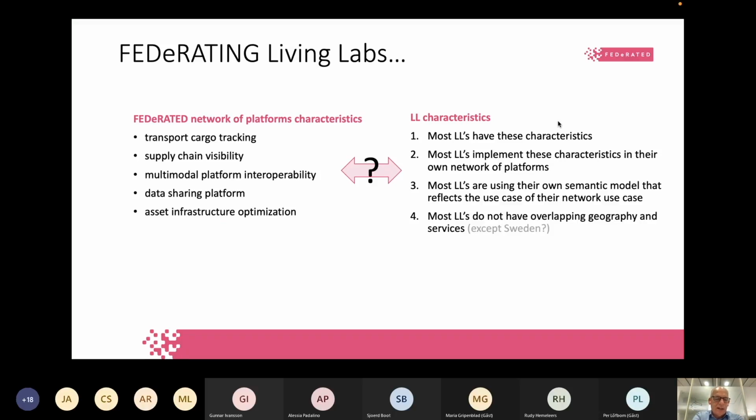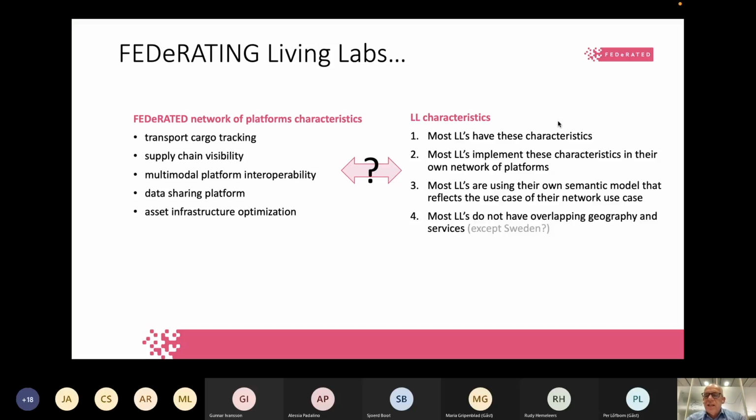So starting on the left, you've seen this list here, right? I started with the characteristics of a federated platform, certainly of our living labs, is that they're involved in cargo tracking, supply chain visibility, et cetera, et cetera. I wouldn't have to read it out to you, but this list on the left is what we started with. Then if we look on the right, what I noticed as I was going through each living lab is that most living labs have those characteristics, at least 3 of them, but most of them have almost 4, perhaps 5 in some cases. So that's good news, right? Every living lab is pretty much doing what the FEDeRATED project expects them to do.